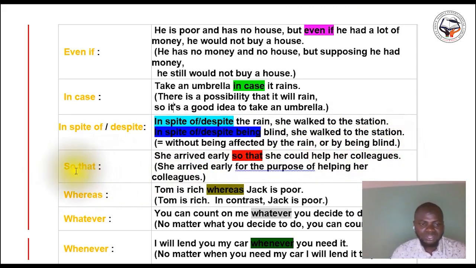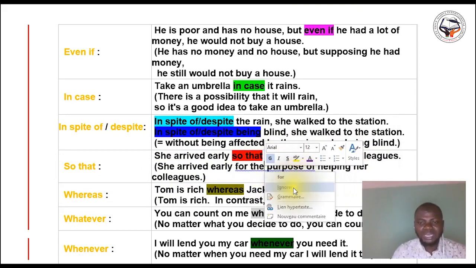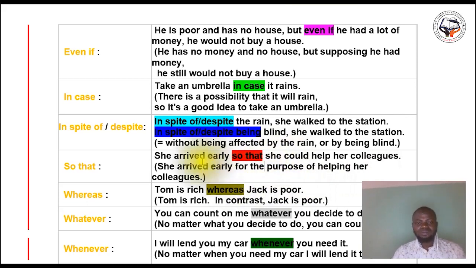Now, so that. She arrived early so that she could help her colleagues. That is, she arrived early in order to help her colleagues. She arrived early for the purpose of helping her colleagues.